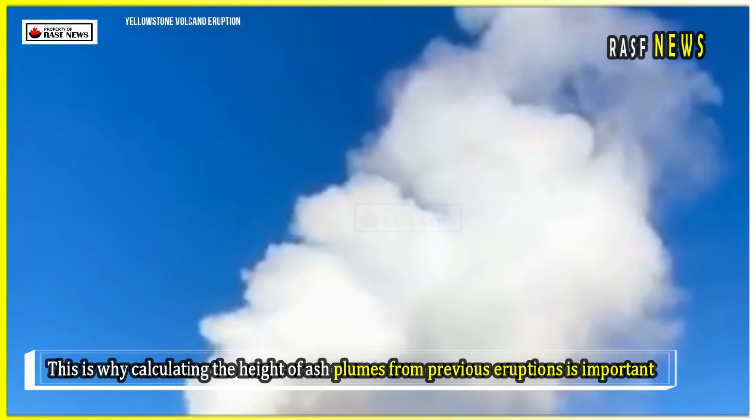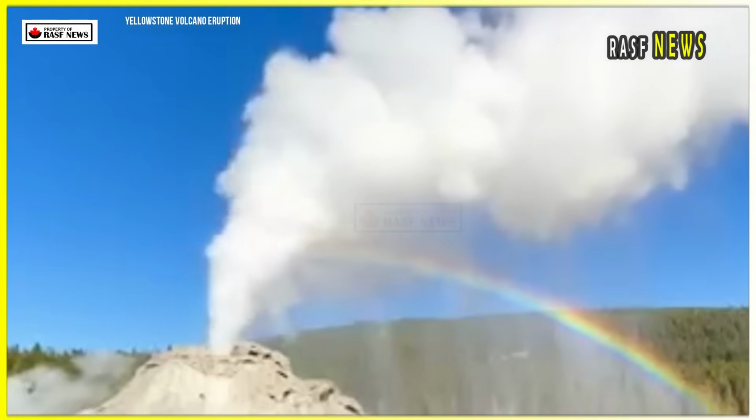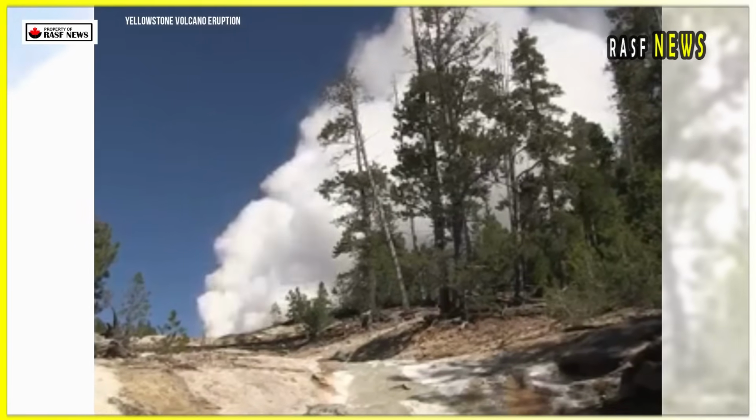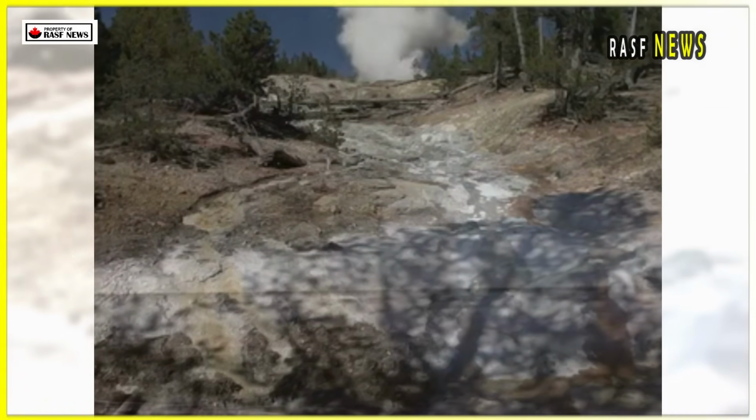This is why calculating the height of ash plumes from previous eruptions is important for understanding the potential impact of future eruptions on aviation. For volcanic eruptions as large as Yellowstone's largest caldera-forming event, ash plumes likely reach the top of the stratosphere, which is 50 kilometers (31 miles) above the Earth's surface.